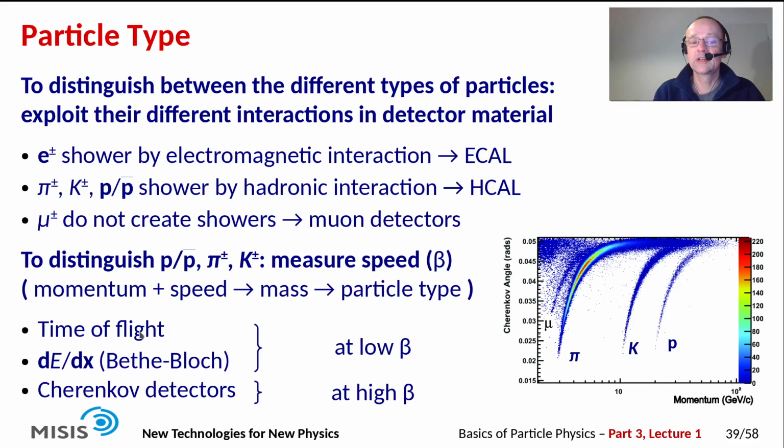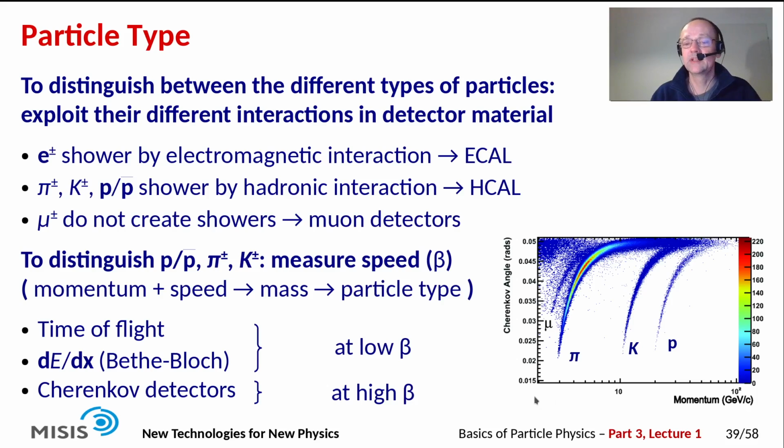The second possibility is to look at dE/dx. The Bethe-Bloch equation that you have studied tells you that the energy that the particle loses in a detector depends on its beta, but this also works mainly at very low values of beta, where the dE/dx really depends strongly on beta. If you go to very high beta, the dependence is not very large. So the best way to actually distinguish between different types of hadrons at high beta is Cherenkov detectors.